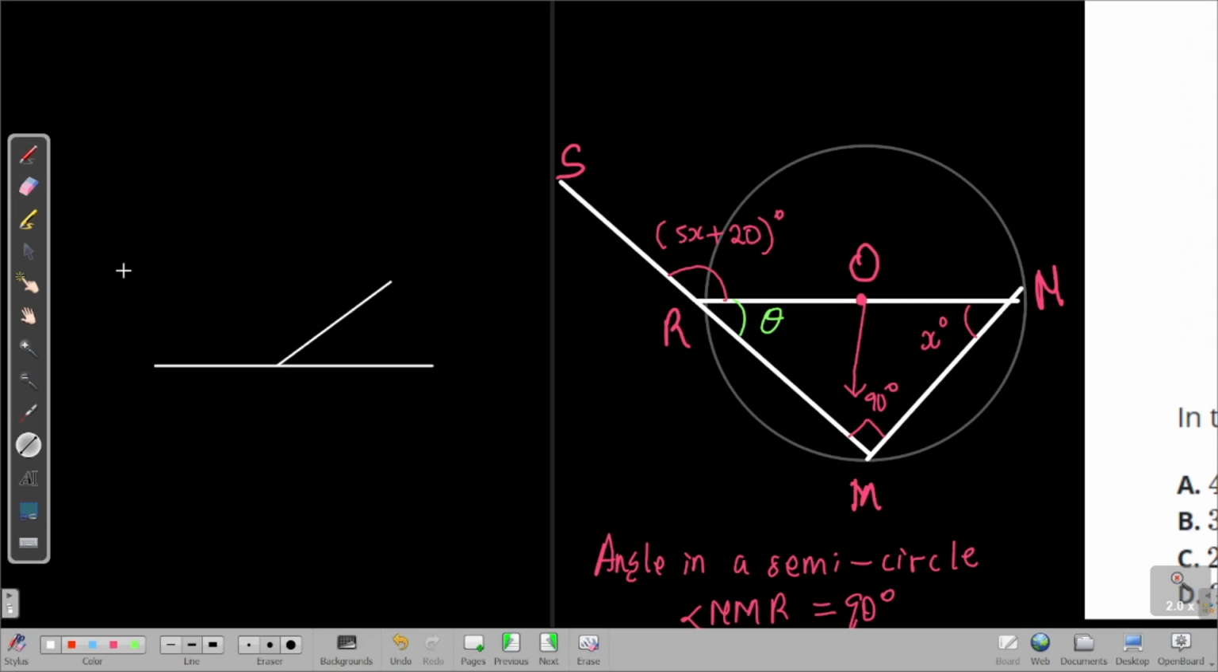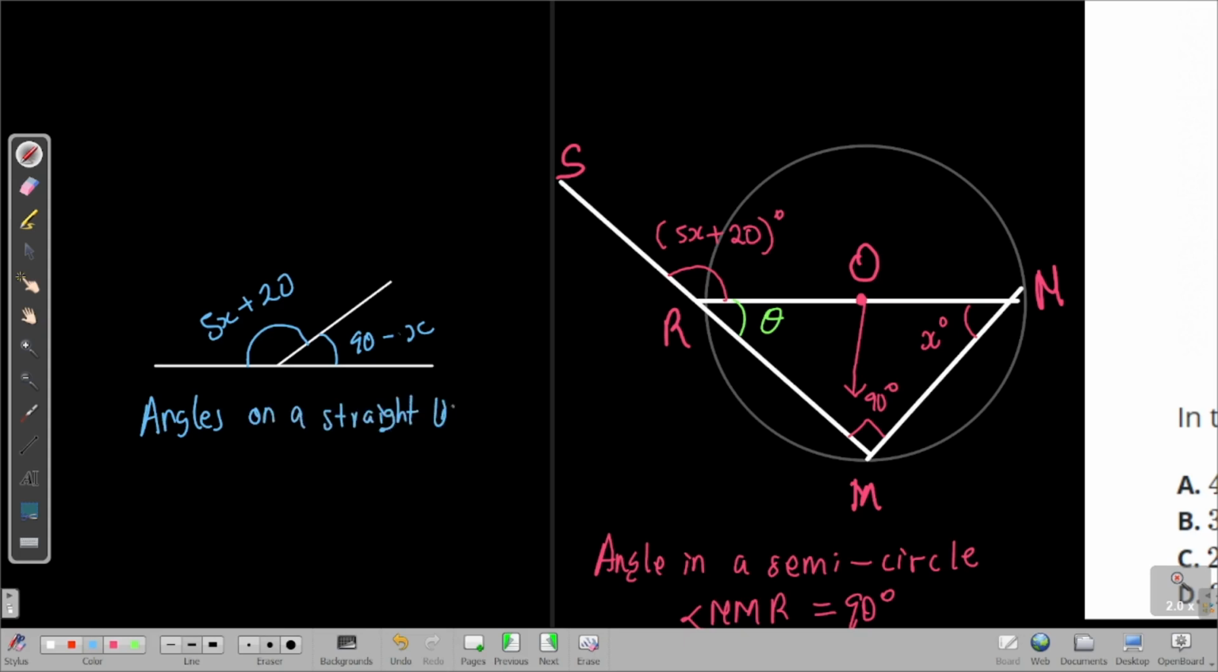If you try to turn your head upside down, you will see that this place here is 5x plus 20. This place here is 90 minus x. And you know what angles on a straight line, that's another theorem. What does angle on a straight line say? That all angles on a straight line, when you add them, they'll give you 180 degrees.